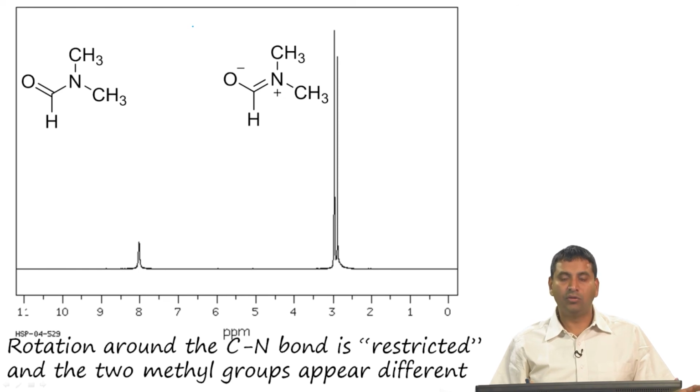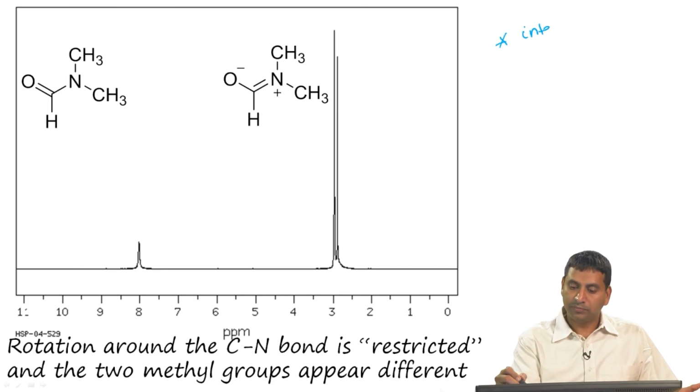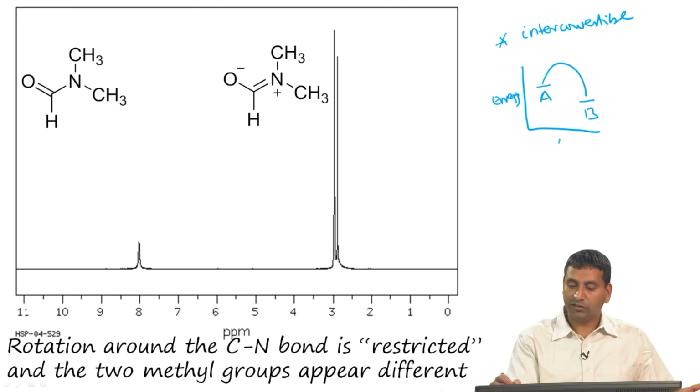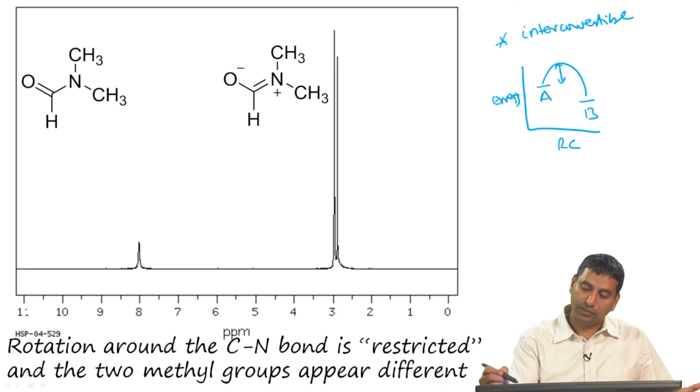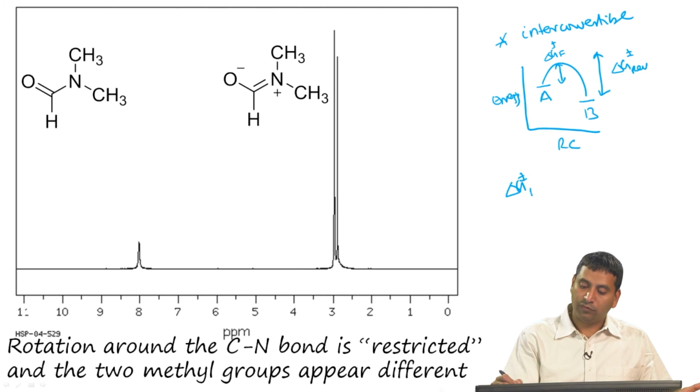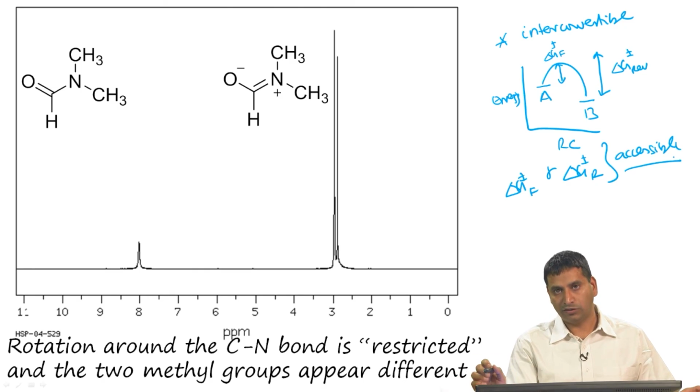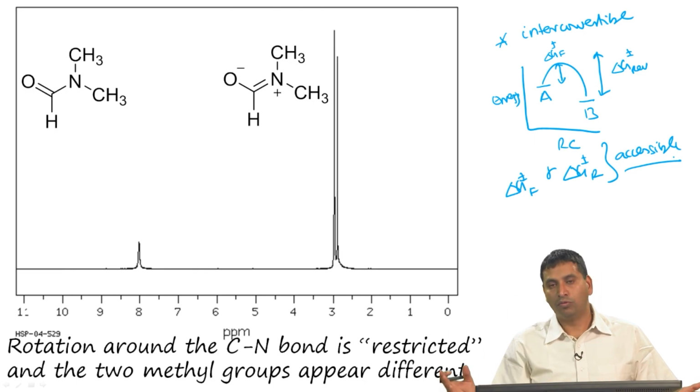This is an example of how we can understand equilibria. Equilibria means that they are interconvertible, okay, which means that the barrier of A going to B is not so high that it is not accessible, right. So, this is the forward barrier and the reverse barrier: delta G double dagger forward and delta G double dagger reverse are both accessible. If one of them is not accessible at room temperature, then the population would move towards that particular conformation and it would not revert.